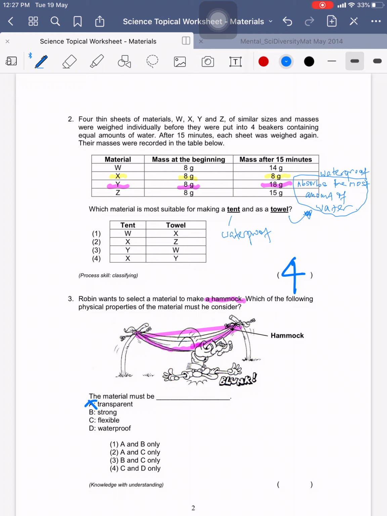Well, must it be strong? Well, yes, so that it can support our weight without breaking. Well, should it be flexible? Yes, just like our shirt, we want it to be flexible so that when we put them on, it can be more comfortable. Well, should it be waterproof? Well, not necessary. So answer will be number 3, B and C.